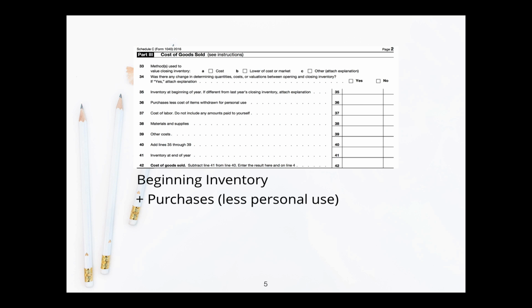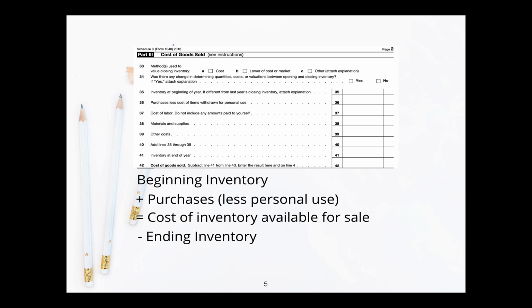And then we have line 40, which is just adding all of those items together, and I like to call line 40 the cost of inventory available for sale. This basically represents the cost of all those finished goods sitting on your shelf waiting to be sold, and the cost of all those inventoriable supplies and materials that you use to create your finished products that are also still on your shelf. So then we have line 41, which is your inventory at year end. That's the cost of all the finished goods and inventoriable supplies still sitting on your shelf as of December 31st. We subtract that out from line 40 and we get our cost of goods sold deduction.